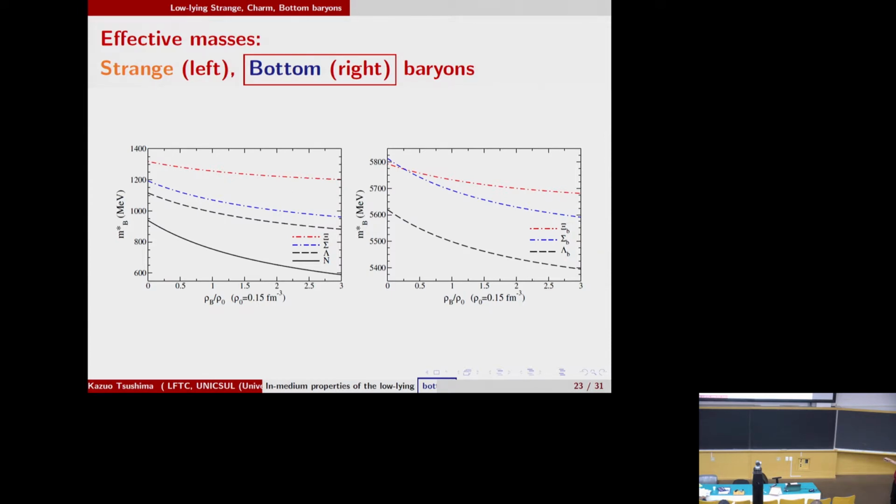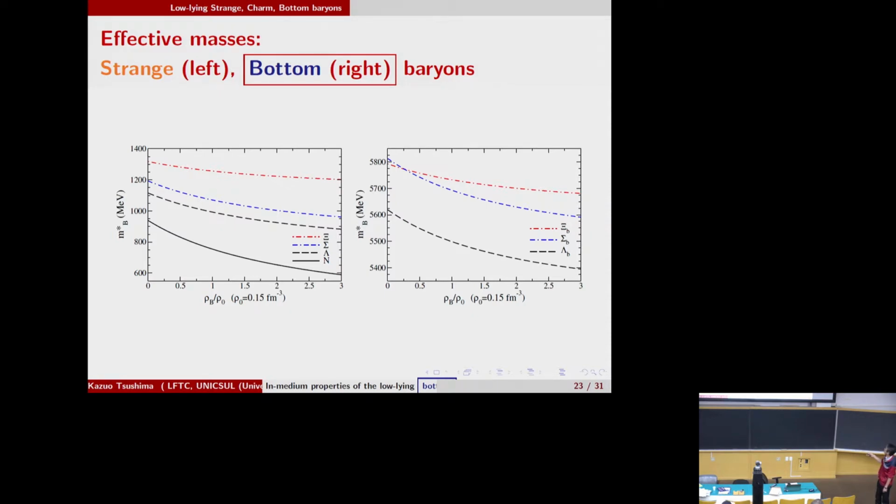Here are the strange part and the bottom part. Because the starting point is different, cascade B is lighter and sigma B is heavier. That's why there is a crossing here. But this curve for lambda B and sigma B is similar. The mass decreases from the start. It's not zero; it stops at this point because of a model limitation. Then you must use some other model, you started with an NJL model or something. This model is limited, but still at small density this happens.